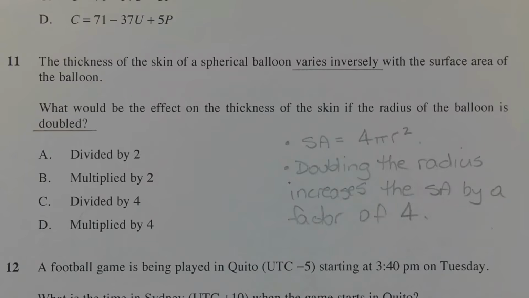I've underlined two key terms that we need to take special note of. Now, the first one is varies inversely. So let's say y varies inversely with x. That means when x is doubled, y is halved. If x is halved, then y is doubled. So it works like a seesaw.